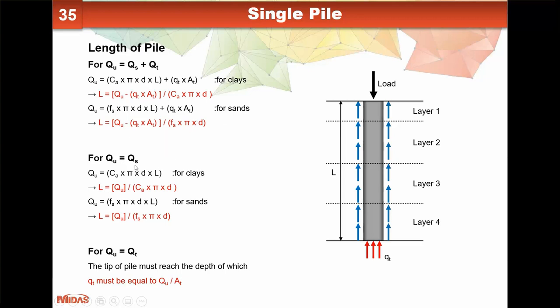For QU equal to QS only, it is a friction pile. So the length will be just QU divided by the factor times pi D. For QU equal to QT, the pile is an end bearing pile. So the tip of the pile must reach the depth at which QT is equal to or greater than QU over AT, the area of the tip.